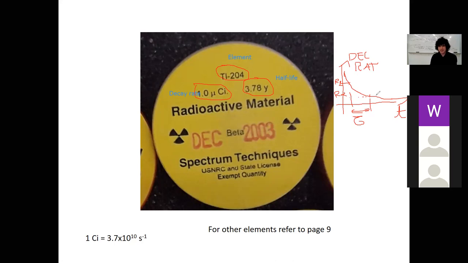That means that the decay rate now is much smaller. So you can calculate that. And you actually will measure this with our Geiger counter and the type of radiation.